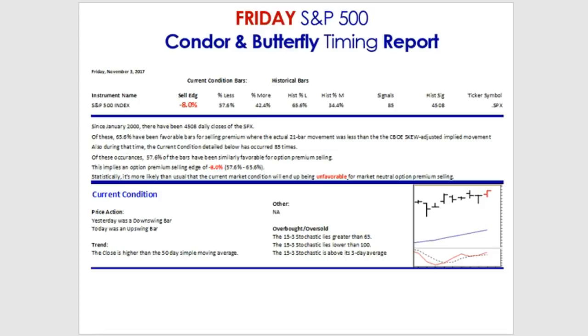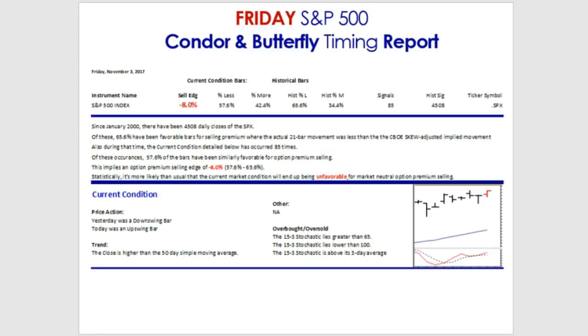Now, during that time, our market condition occurred 85 times. Of those 85 occurrences, 57.6% were favorable for premium selling. Far less than the benchmark of about 2/3. So this implies an option premium selling edge that's negative, about 8% negative edge.